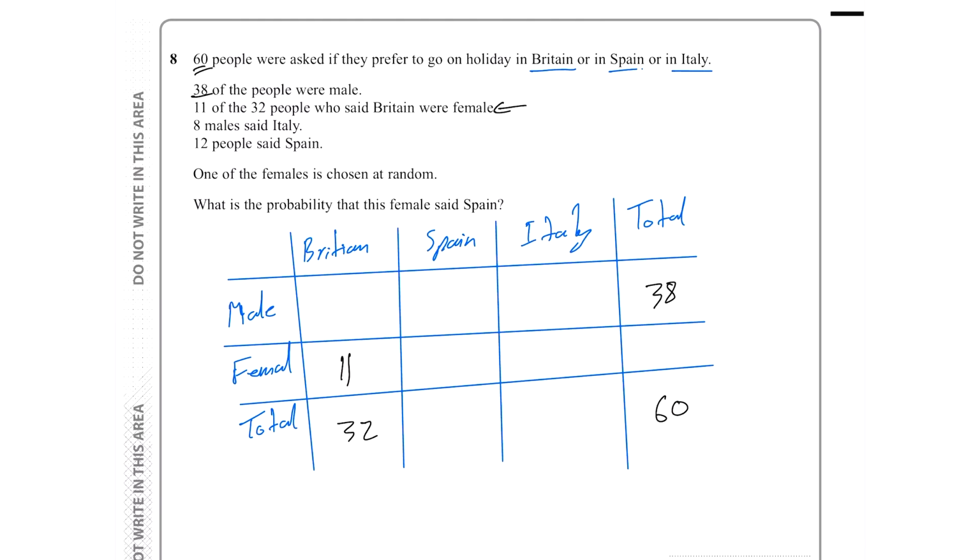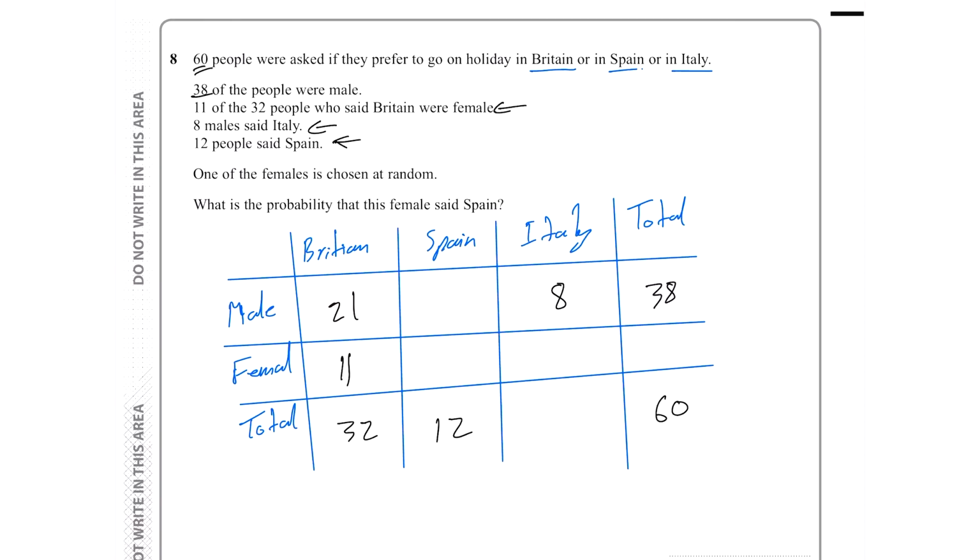Now we can figure out what this one here is because this and this add up to give me this. So what do you add to 11 to give you 32? And the answer is 21. So this becomes 21. And then it says 8 males said Italy, so I can write 8 in there. Then it said 12 people said Spain. So in total, 12 people said Spain.